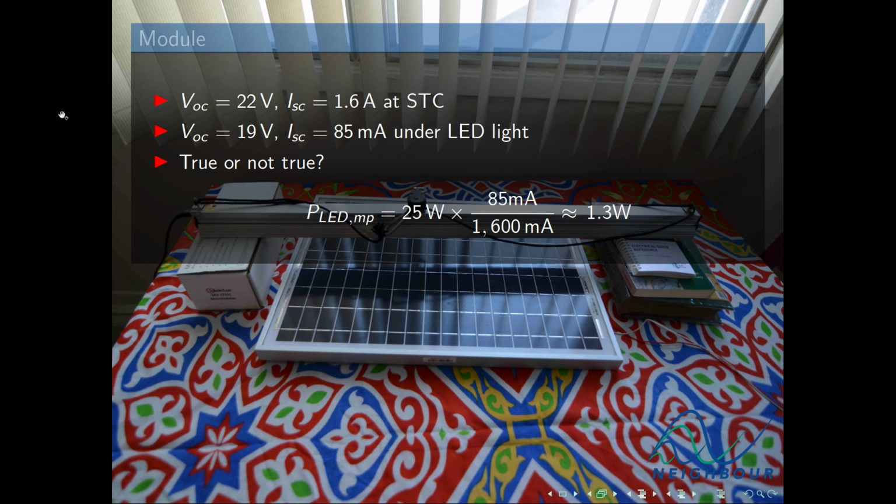So if it is true that the efficiency of the module is constant even at a 20th of the light intensity, then we should expect to have a maximum power point at this low light intensity of only 1.3 watts. And we're going to find if this is true. We're going to scan an IV curve with our motor, and we're going to see if we can find a maximum power point that's close to 1.3 watts.